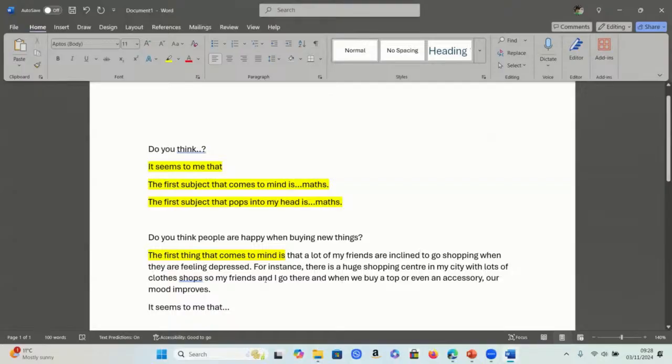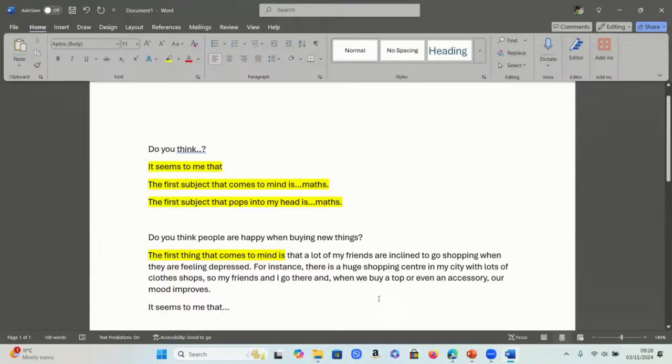And then I give an example. Why is that? That must be a comma. For instance, there's a huge shopping centre in my city with lots of clothes shops. So my friends and I go there, and when we buy a top or even an accessory, our mood improves.